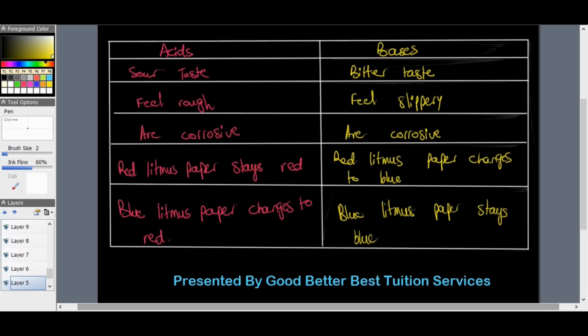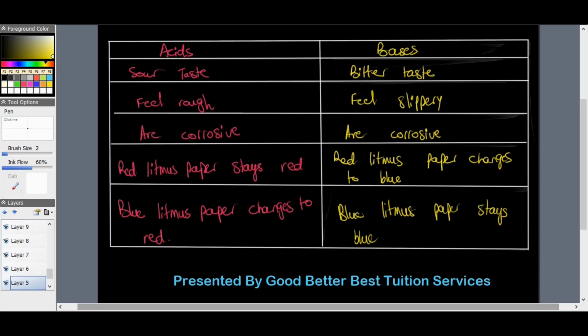But the opposite is true for bases. If you take a red litmus paper and dip it in a base of any sort, the red litmus paper will change to blue. That's how you'll know the substance is indeed a base. And if you take your blue litmus paper and dip it in your substance and it turns out to be a base, the blue litmus paper will not change, it'll stay blue.